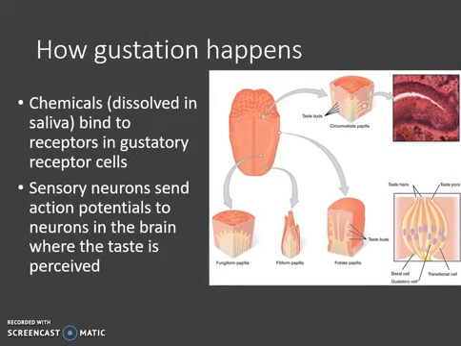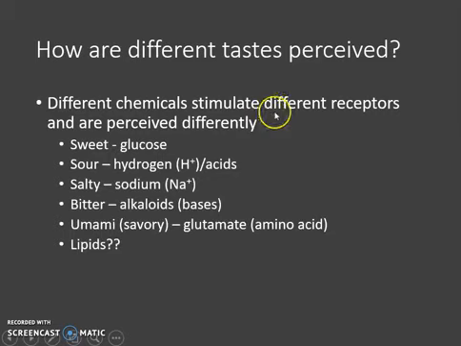So, as I mentioned, chemicals dissolve in the saliva, and these are just chemicals in your food. So this could be salt or sugar or something else. They bind to the receptors in the gustatory receptor cells, and then those neurons send action potentials to neurons in the brain, and your brain puts together that information in order for you to become consciously aware of whether you're tasting something sweet or sour or salty. Different chemicals stimulate different receptors, and the brain perceives each one of them differently.